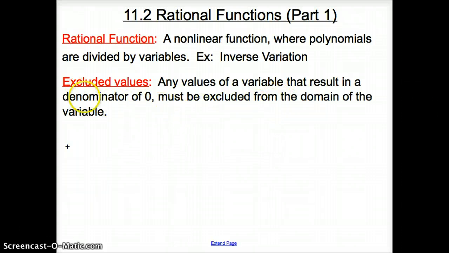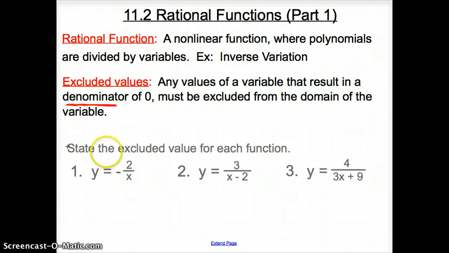The next vocab word is excluded values, which would have been our 0 for inverse variation. Excluded values are any values of a variable that result in a denominator of 0. What does the denominator mean? The denominator is the bottom of the fraction, correct? It must be excluded from the domain. So excluded values cannot happen in the domain. The domain must not be 0.